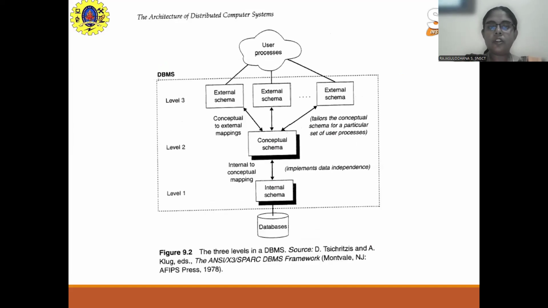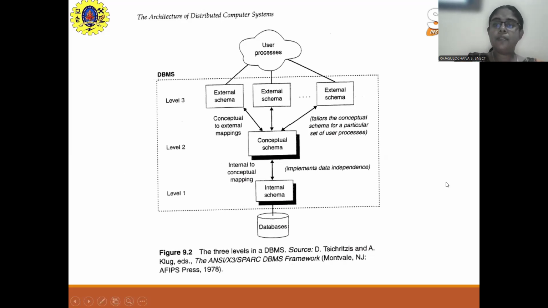As I said, the topmost level is the external schema or the external level that has direct communication with the user process or the end user. The middle level is the conceptual schema or the logical schema, which provides a conceptual to external mapping. The last level is the internal schema, which is directly connected to the database management system. This three-level architecture of DBMS is provided by the ANSI framework.